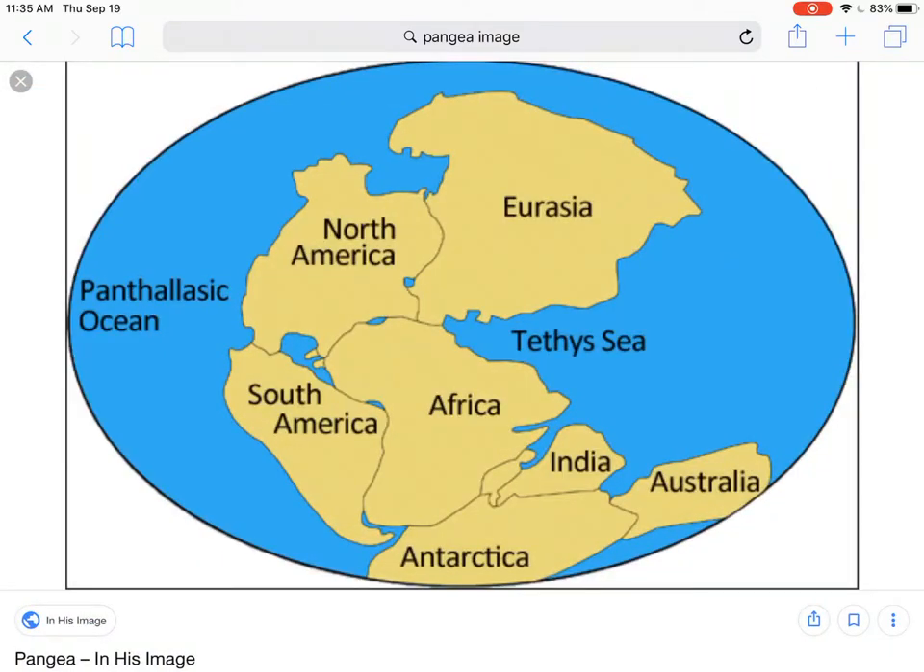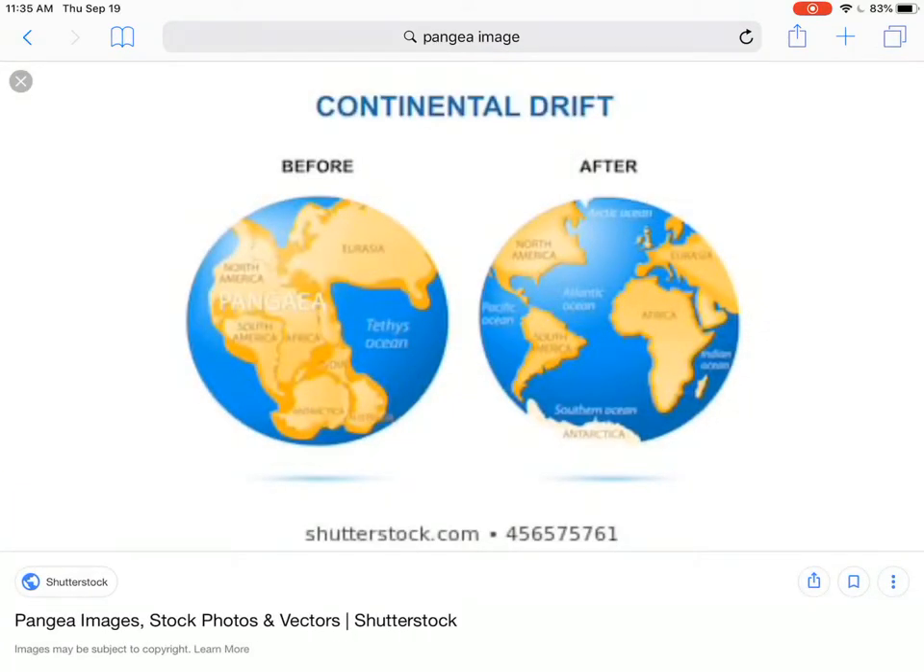So those are images of the concept of Pangea. Here's a good one. Before is on the left. Continental drift occurred, where the continents moved around, and then you have the after effect of that. So Pangea is on the left. And today we have 7 separate continents. Well, Asia and Europe are connected by the Ural Mountains, but they're considered to be 2 separate continents.